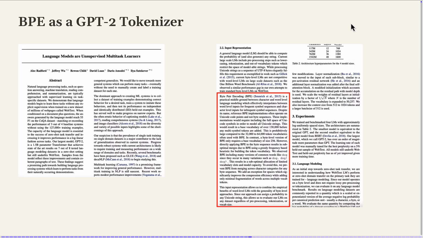You cannot anticipate this, because it also depends on the dataset used. So this results in a suboptimal allocation of limited vocabulary slots and model capacity. To avoid this, we prevent BPE from merging across character categories for any byte sequence. We add an exception for spaces, which significantly improves the compression efficiency while adding only minimal fragmentation of words across multiple vocabulary tokens. Here we will see how they did it.